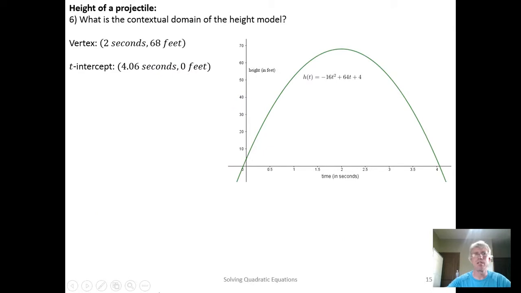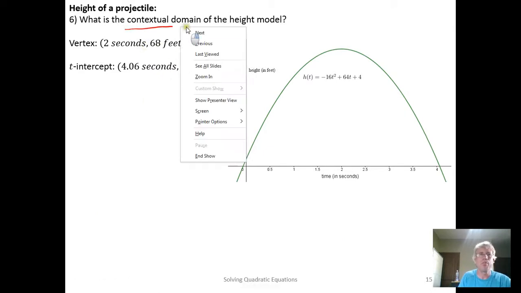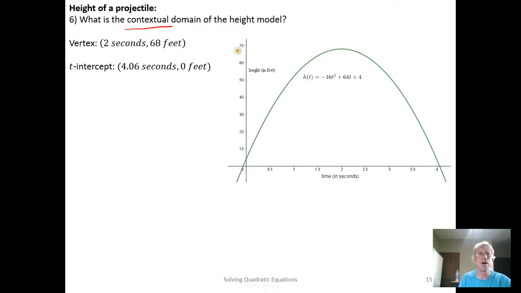We're going to identify a contextual domain for the model. Contextual domain. And let's, while we're at it, get the contextual range. And we found a vertex. We found the vertex here at 2, 68. We found a t-intercept over here. That t-intercept was at 4.06, 0.